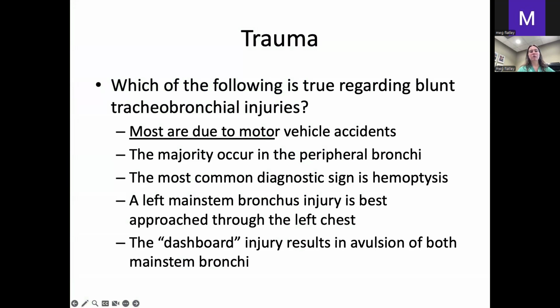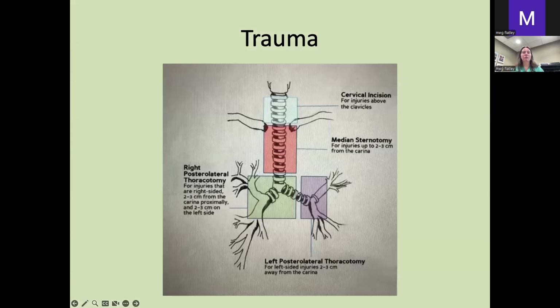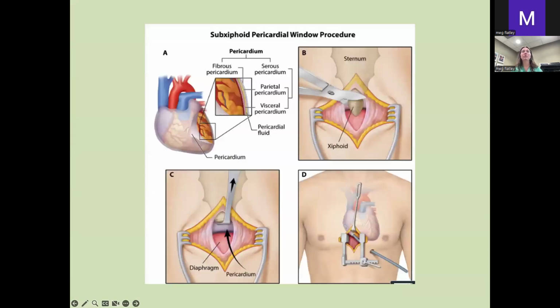Then we get into some trauma stuff, which I think we are pretty well versed in here at Brooke Army Medical Center. But motor vehicle accidents are the main cause of blunt tracheobronchial tree injuries. I think this is always helpful to review, just like where you would make your incisions. Obviously if it's above the clavicles, you can make a cervical incision. And then certain things you need a median sternotomy and then a right and left thoracotomy. So you should review all of those different things, which we won't have time to go through right now.